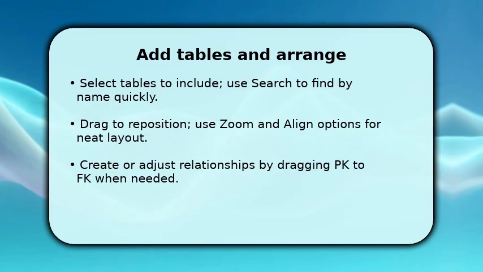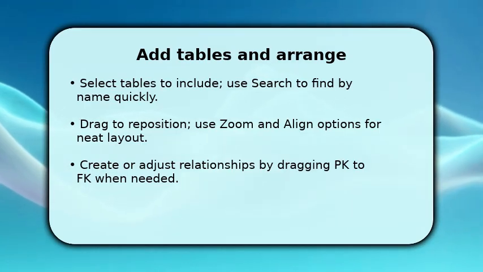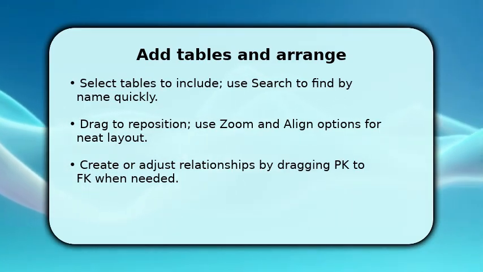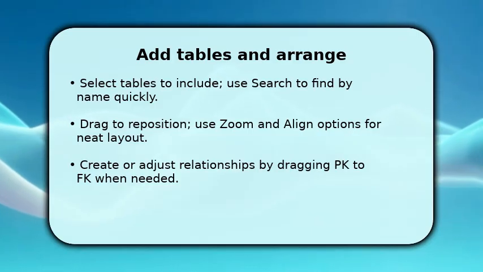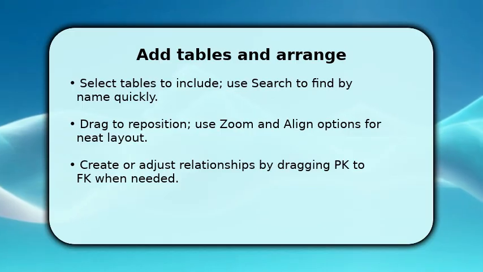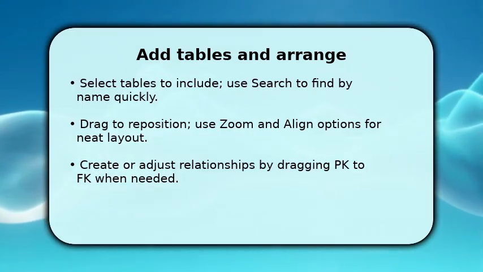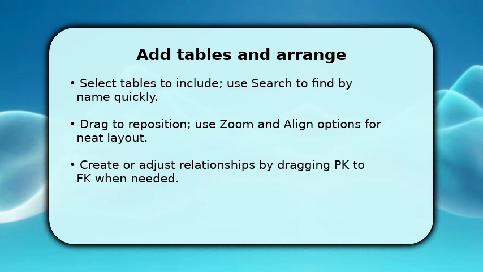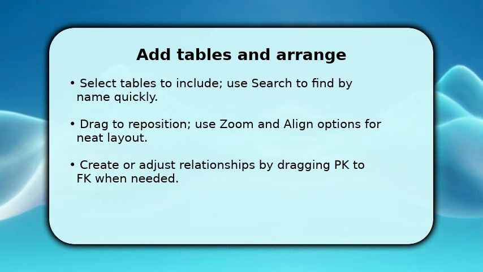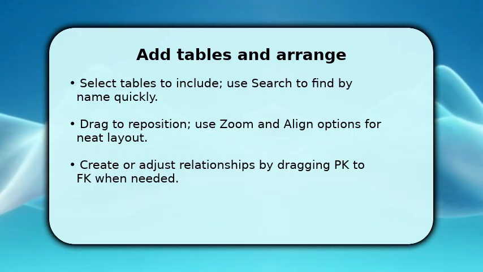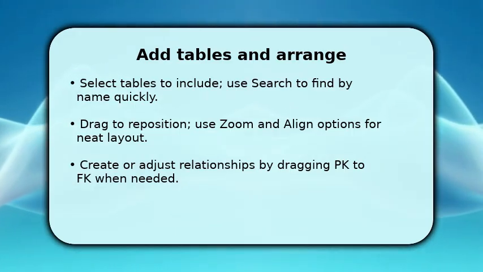Arrange tables by dragging. Make use of align and distribute to create readable layouts. If a relationship is missing, you can create one by dragging the primary key column to the foreign key column and defining referential action options. Make sure to save frequently. Saving writes diagram data into sysdiagrams, preserving positions and custom relationship lines for future edits and deployments.